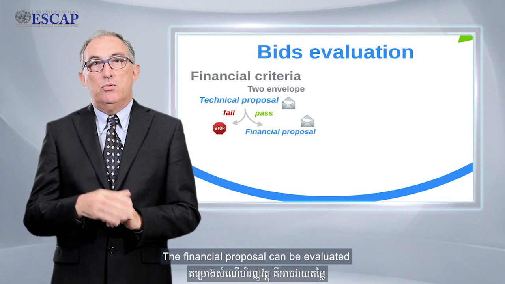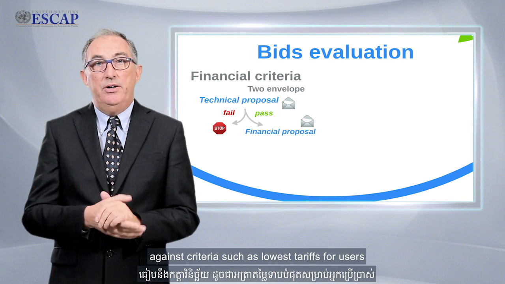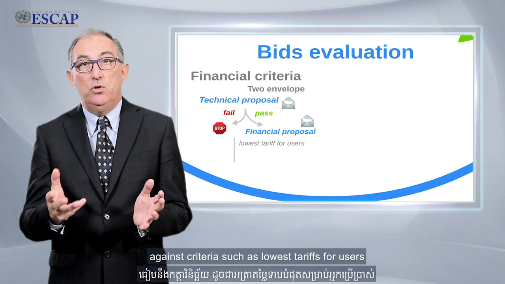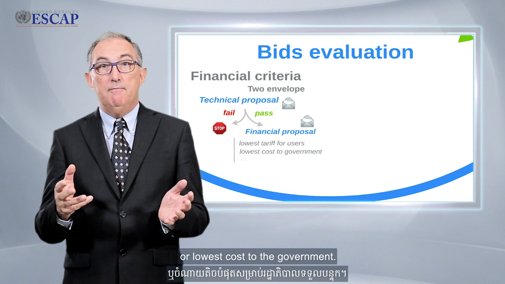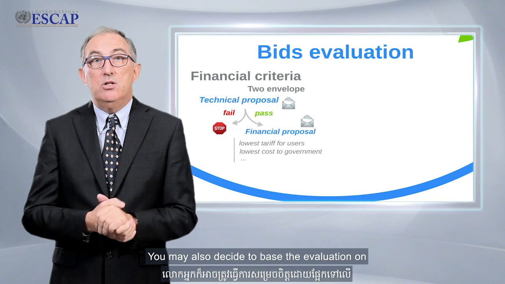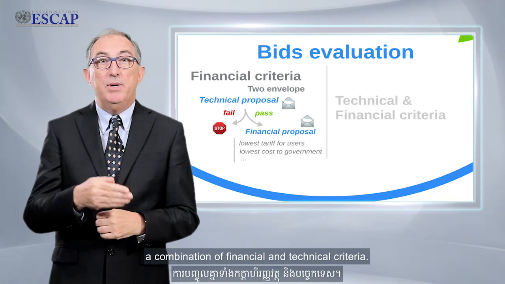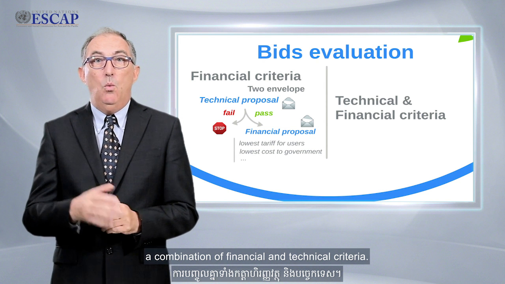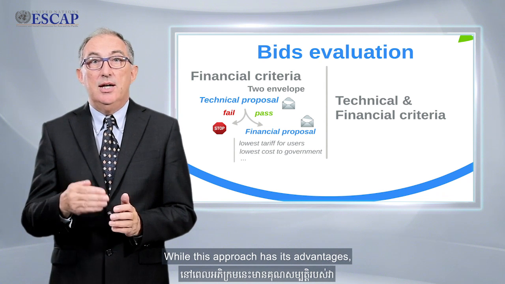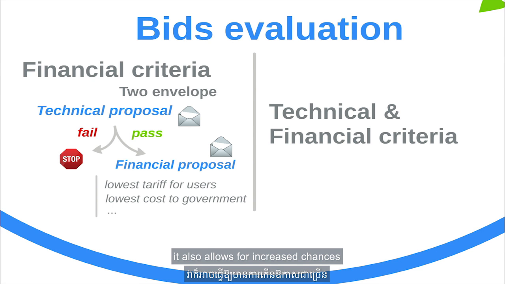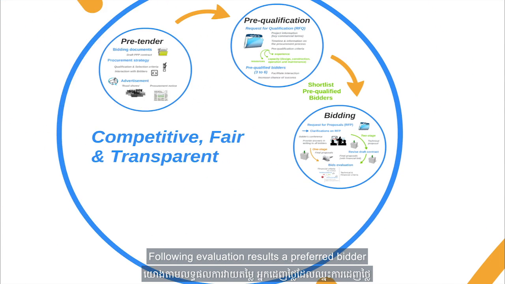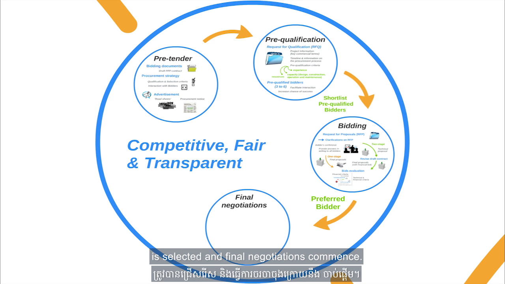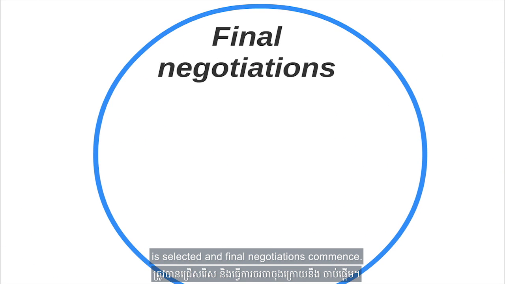The financial proposal can be evaluated against criteria such as lowest tariffs for users or lowest cost to the government. You may also decide to base the evaluation on a combination of financial and technical criteria. While this approach has its advantages, it also allows for increased chances of subjective assessment, thereby increasing the risk of corruption. Following evaluation results, a preferred bidder is selected and the final negotiations commence.